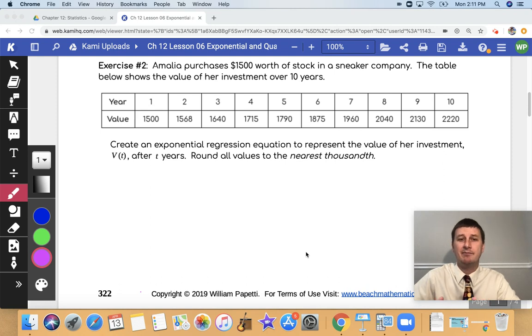So in this one, it says Amalia purchases $1,500 worth of stock in a sneaker company. The table below shows the value of her investment over 10 years. So we have 10 years worth of information here and the values of the stock in all 10 years. Create an exponential regression equation to represent the value of her investment v of t after t years, round all values to the nearest thousandth.